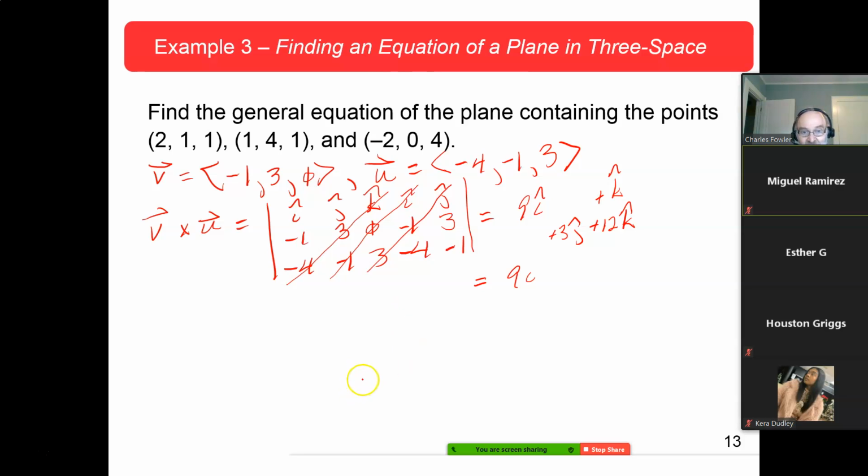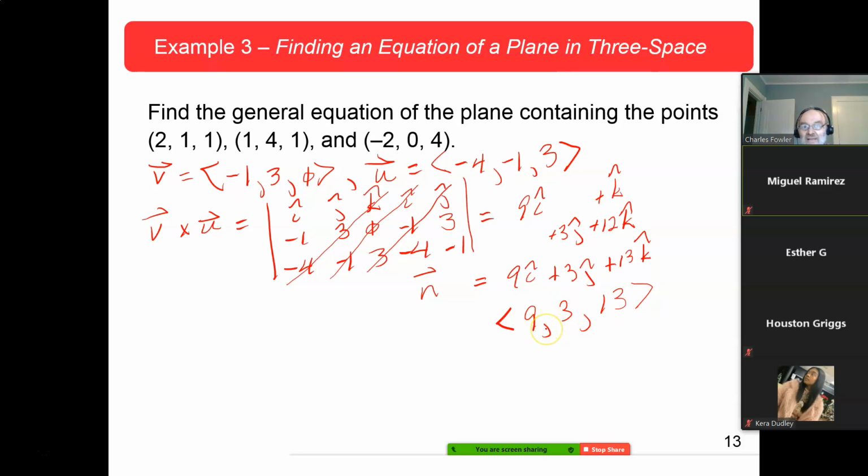9i plus 3j plus 13k. That is your normal vector to this plane, the plane that contains those 3 points. That means this is your 9, 3, 13. That's your A, B, and C.